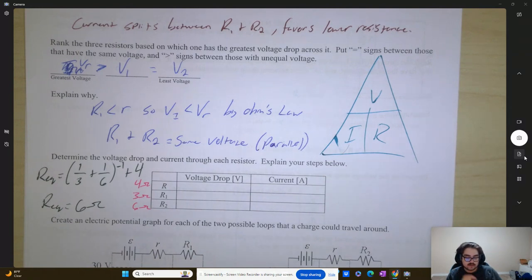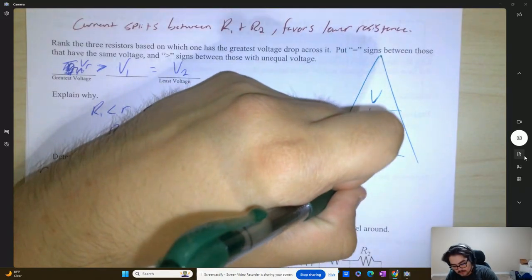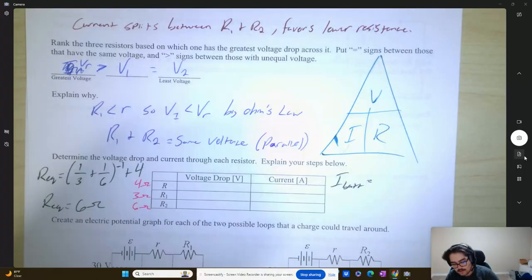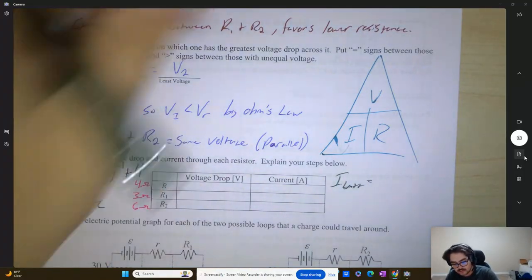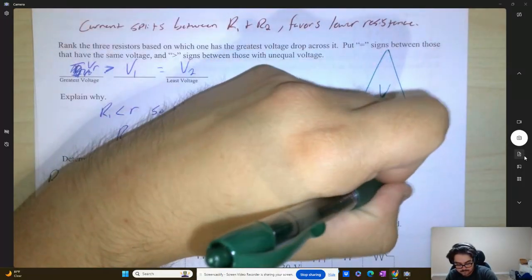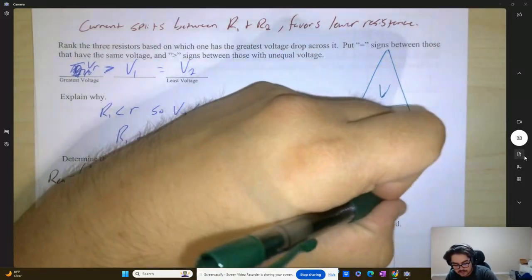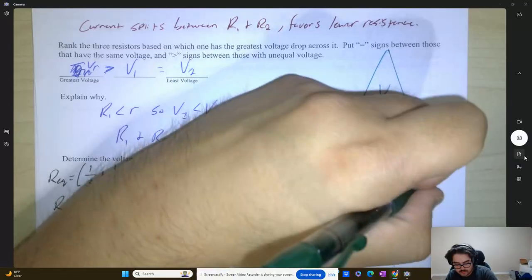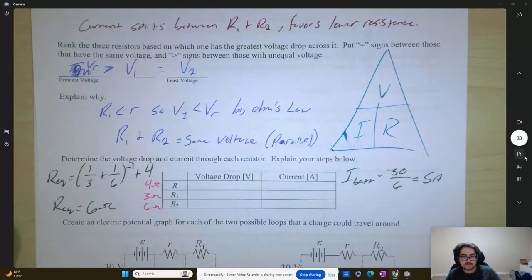Now, when you get 6 ohms, that's the equivalent resistance. We can then figure out the current through the battery, which would be the voltage of the battery, which is 30, and then the resistance is 6, and that gives us a current of 5 amps.